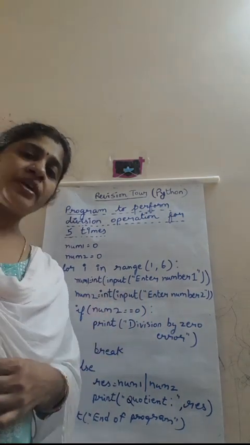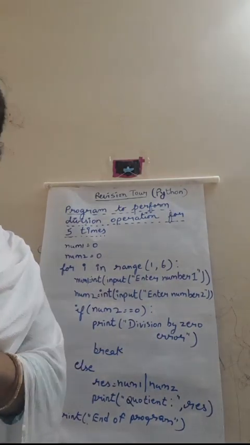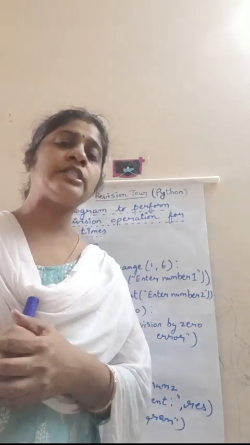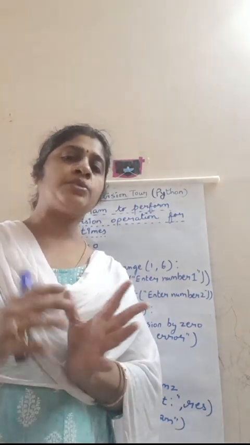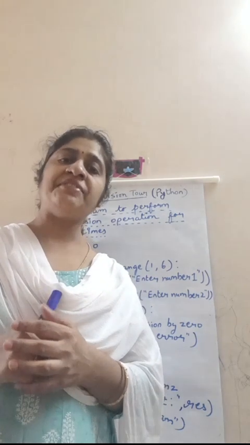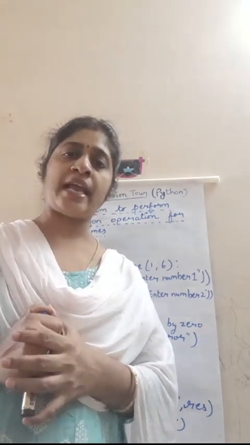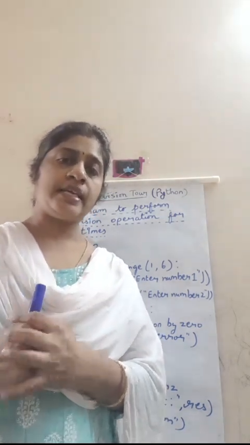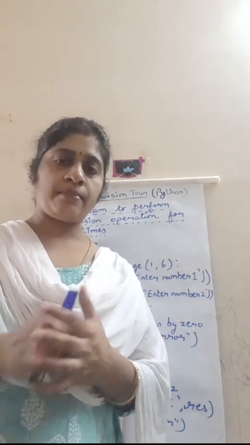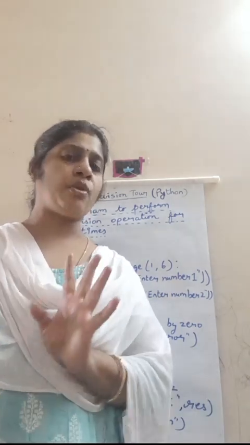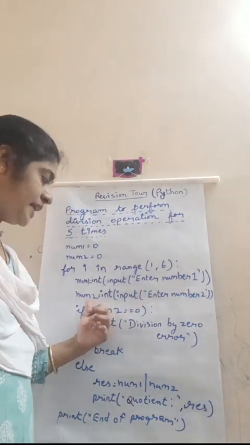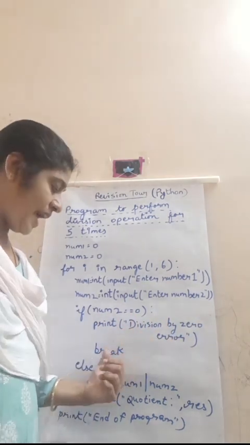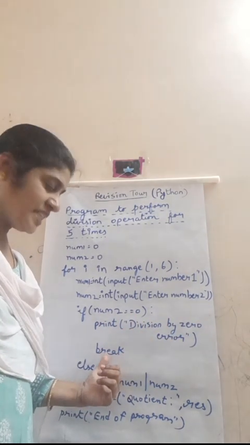Now I have to check whether number 2 is a valid number. Suppose the user enters number 2 as 0, that means we cannot perform the division operation, as division by 0 produces an error. So I am going to come out of the loop if the user enters number 2 as 0. Using the break statement, I am going to come out of the loop. So I am checking the condition here. If number 2 is equal to 0, print division by 0 error, and I am writing the break statement.